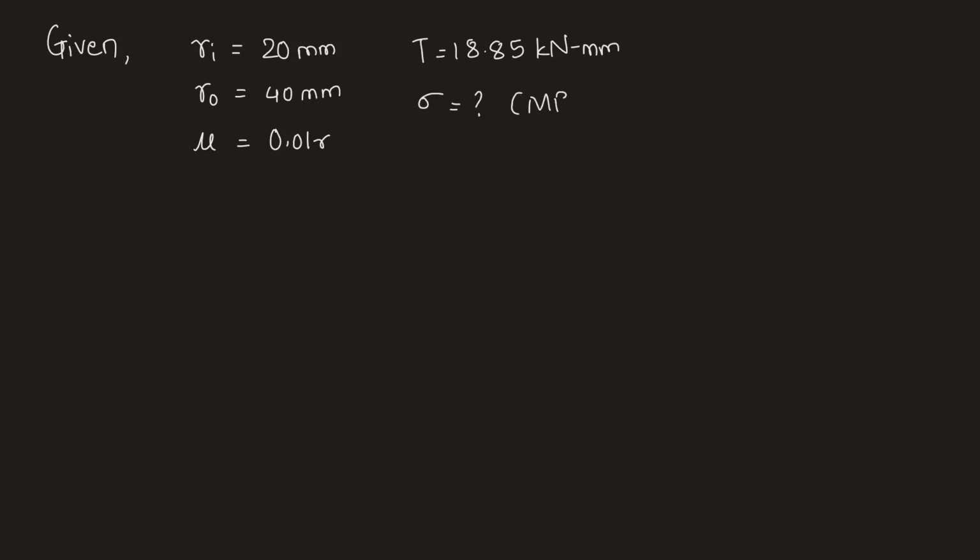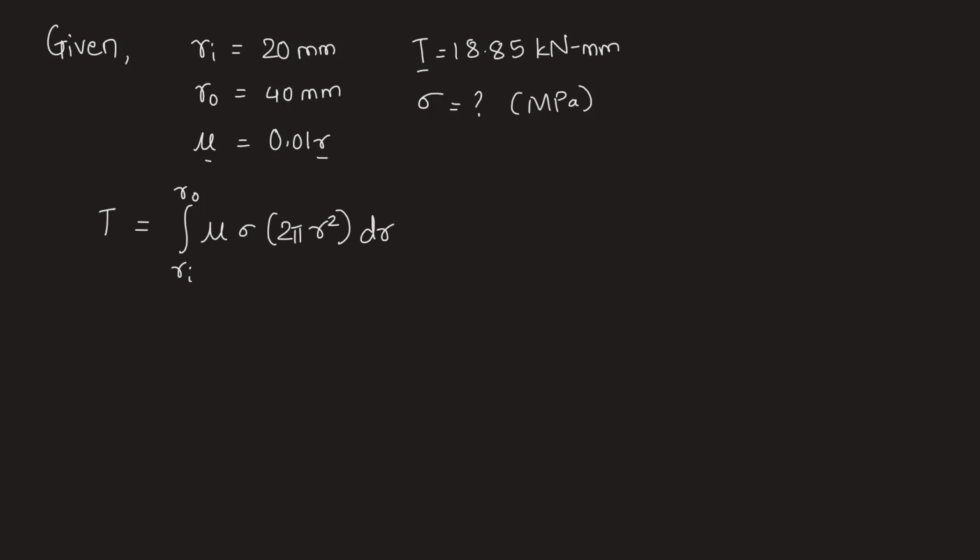It's in MPa. In order to find out the pressure, as we see that torque is given, we will use the expression for torque. Torque will be a function of the radius and the coefficient of friction, as coefficient of friction itself is a function of R. Therefore, we will write total torque T will be equal to integration from inner surface to the outer surface, that is Ri to Ro, mu times sigma into 2 pi r square dr.